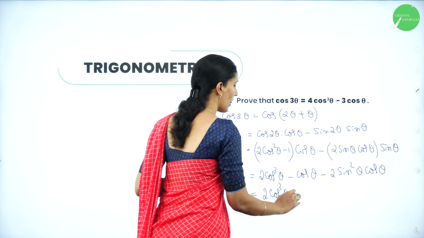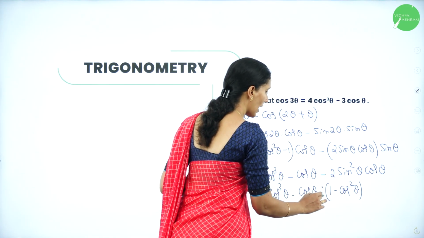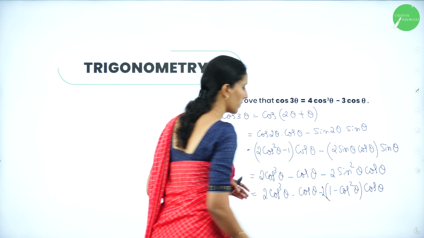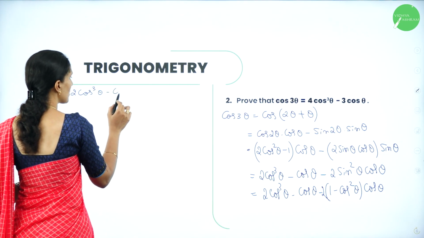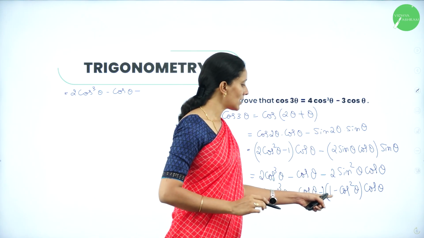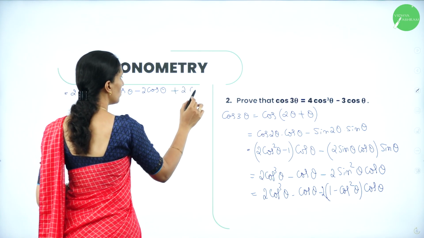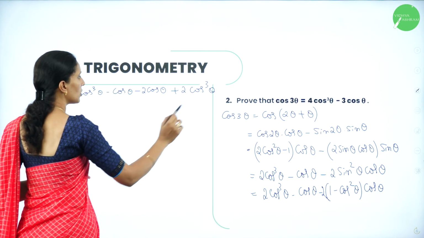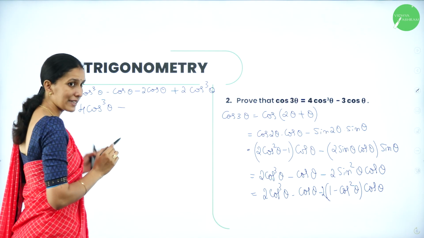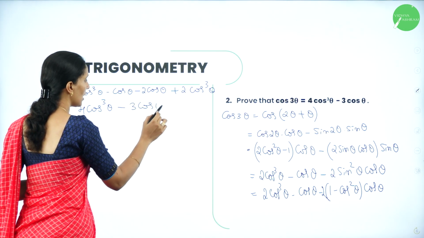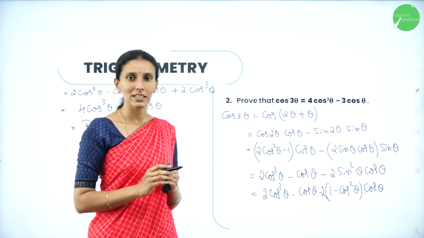Replace it with 1 minus cos square theta. So it is 1 minus cos square theta. Outside we have 2 here into cos theta. Now multiply the terms here. So this becomes 2 cos cube theta minus cos theta minus 2 ones are 2, 2 into cos theta is 2 cos theta. Again plus 2 cos cube theta. Now 2 cos cube theta plus 2 cos cube theta is 4 cos cube theta, minus cos theta minus 2 cos theta becomes minus 3 cos theta, which is the right hand side of the required result. Hence, the formula or the identity is proved.